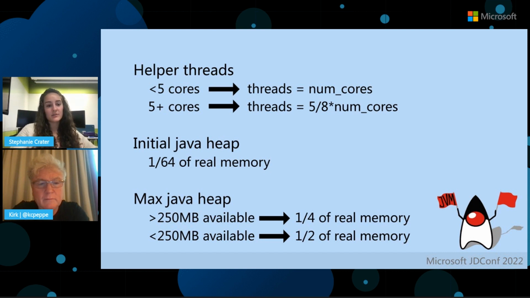And regardless of which version you're using, 8 plus, your helper threads will be equal to the number of cores you have if you have 4 cores or less. And once you have 5 or more cores, the threads will be 5/8 times the number of cores. So say you have a machine with 16 cores, that's going to give you 10 helper threads. And then your initial Java heap size will be 1/64th of the memory on your machine. And then the max heap size will probably be 1/4 of the memory available on your machine, unless you have a smaller machine, then it will give you half of the memory on your machine.